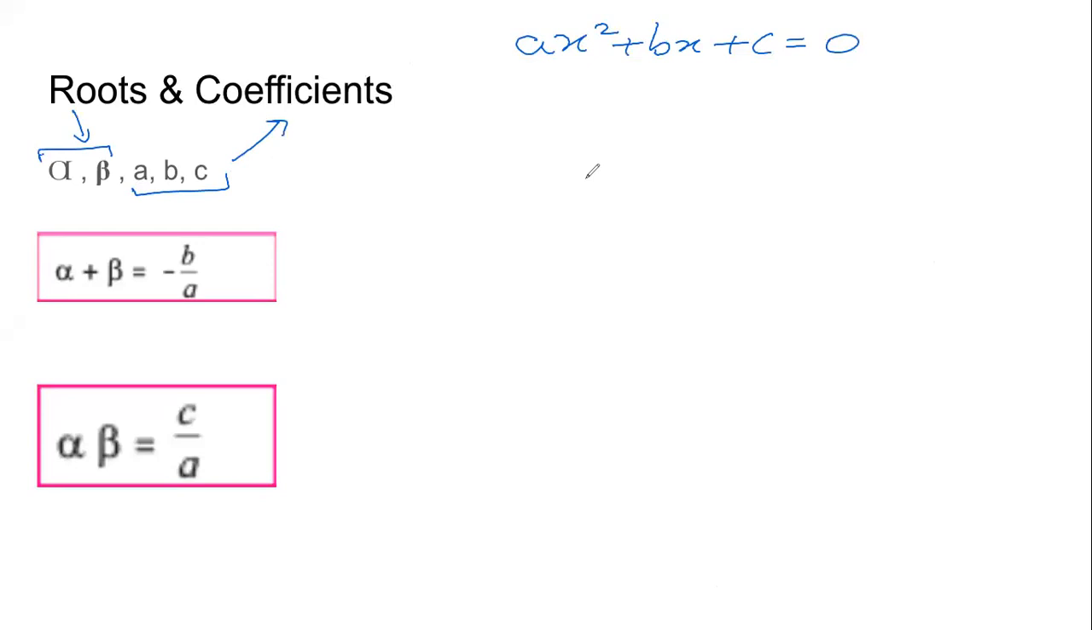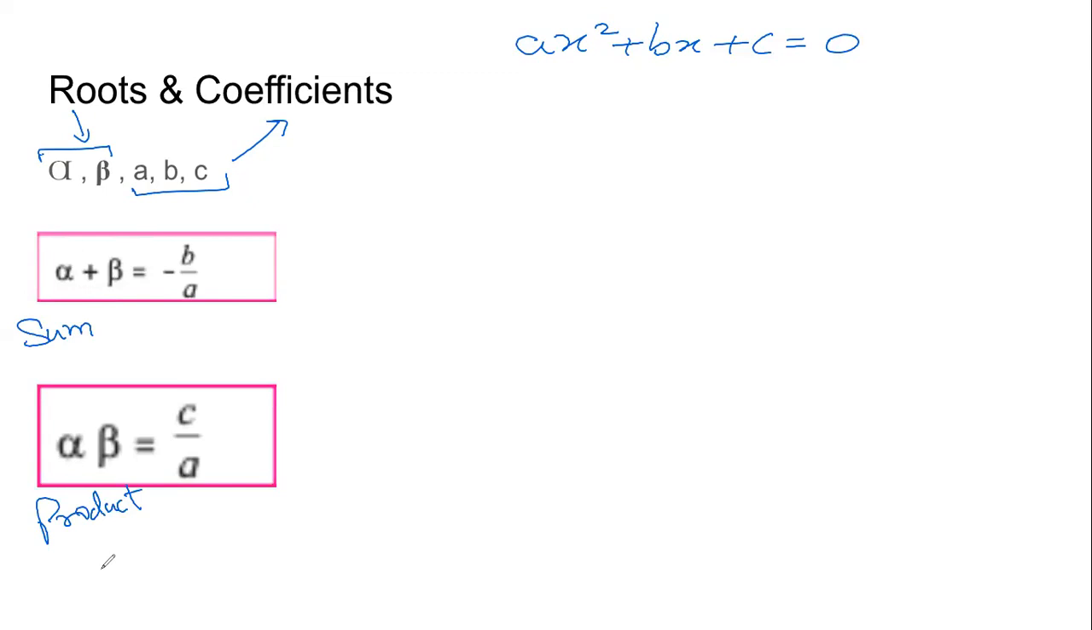The roots are related to each other and they are related to the coefficients by these two formulas. Alpha plus beta, that means sum of the roots. Sum of the roots is equal to minus b by a. Alpha into beta, alpha multiplied by beta, that is product. Product of the roots will be equal to c by a. You need to know these things.